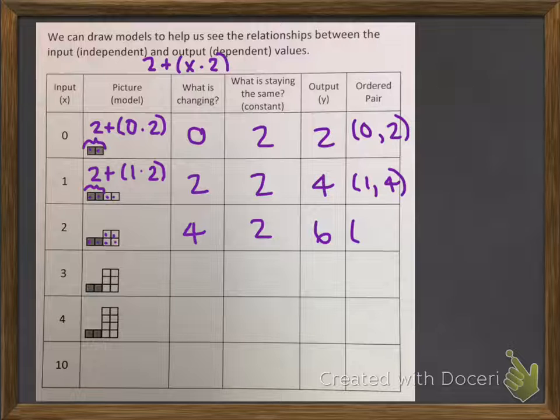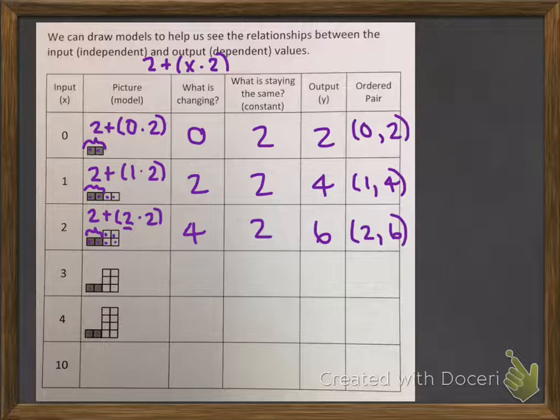And then I'll write my ordered pair, the input, output. And then if we write our problem or our rule, we have 2 plus the input times 2. So those 2 gray rectangles stayed the same, that's our constant, plus 2 groups of 2 white rectangles.